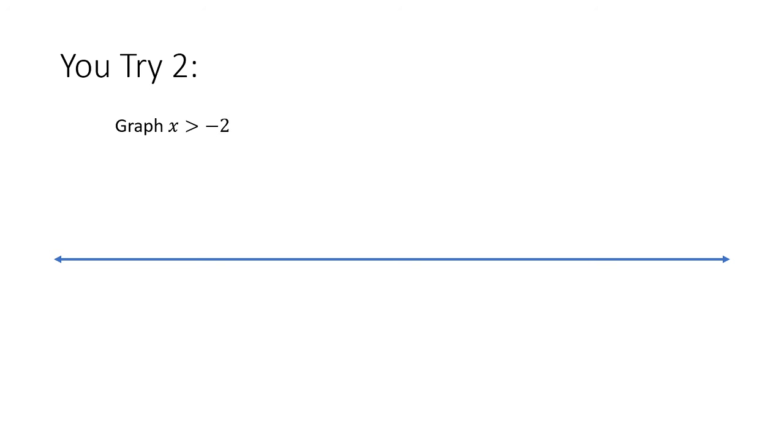Now that you've tried it on your own, let's do it together. So I've got -2, got -1 over here, and -3. I want all the numbers not including -2 that are bigger than it. So I use a hollow dot and then an arrow to the right.